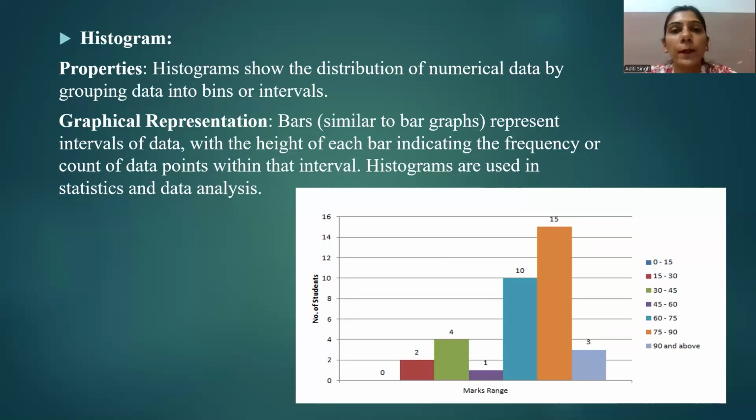Now, if we talk about the construction of a histogram, how can we construct a histogram? Basically, we have to draw two perpendicular lines which intersect each other at a point 0. The vertical line is the y-axis and the horizontal line is the x-axis, as we have also discussed in the bar diagram. We have to choose a suitable scale for both the x-axis and the y-axis, which can determine the height and the width of the bar.